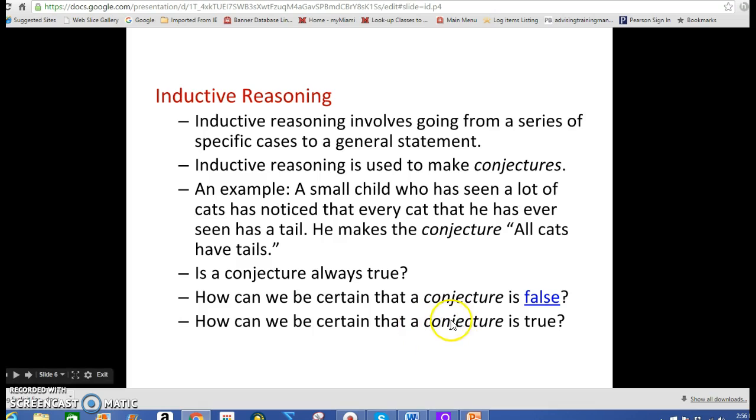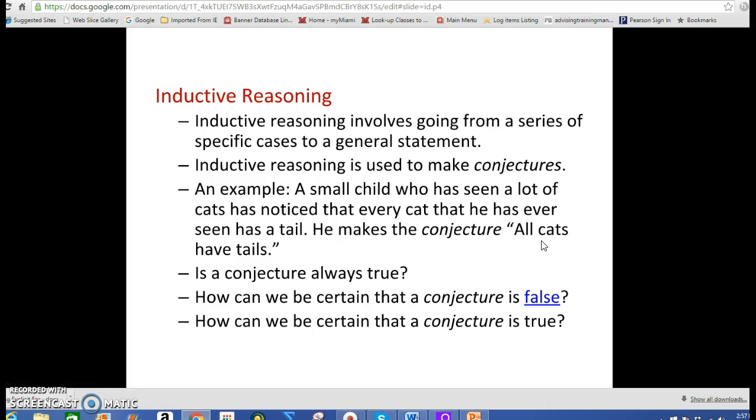So then on the flip side of that, how can we be certain that a conjecture is true? Well, that's a lot trickier. There essentially is no way to do that just by looking at cats. So I could show this small child cat after cat after cat, and it might seem that his conjecture is true, but then there's always going to be that thought out there, well, what if we just haven't seen a cat yet that doesn't have a tail? And maybe some of you have never seen a cat that doesn't have a tail, and we're surprised that this conjecture is false.